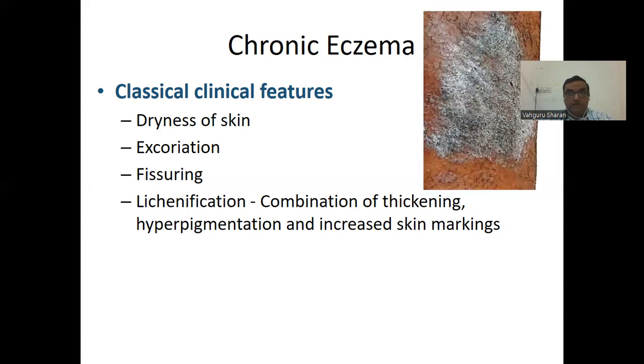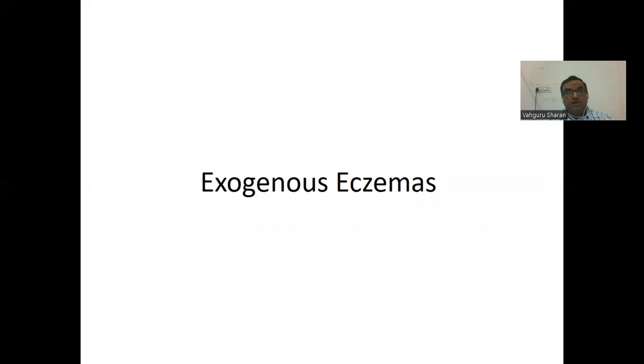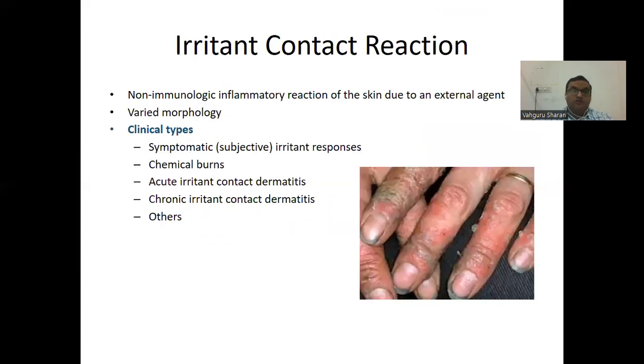What are the exogenous eczemas? First, exogenous eczema is irritant contact dermatitis. Irritant contact dermatitis is a non-immunological inflammatory reaction of the skin due to an external agent. There is varied morphology. The clinical types are symptomatic or subjective irritant responses, chemical burns, acute irritant contact dermatitis, chronic irritant contact dermatitis, and others.